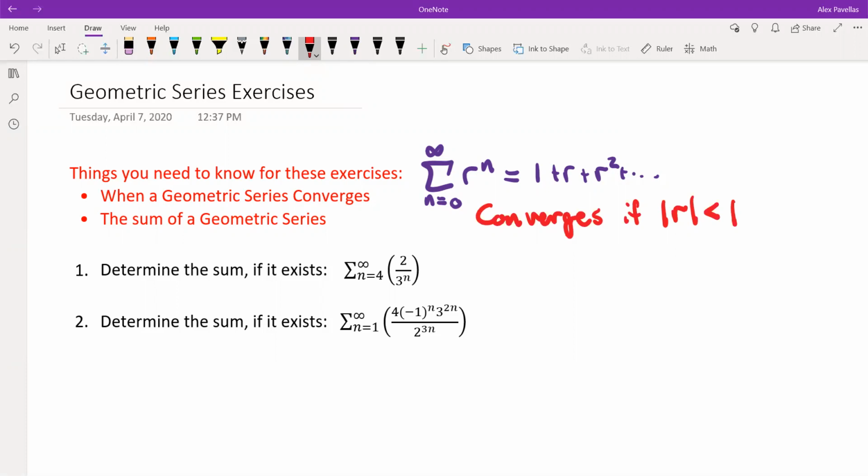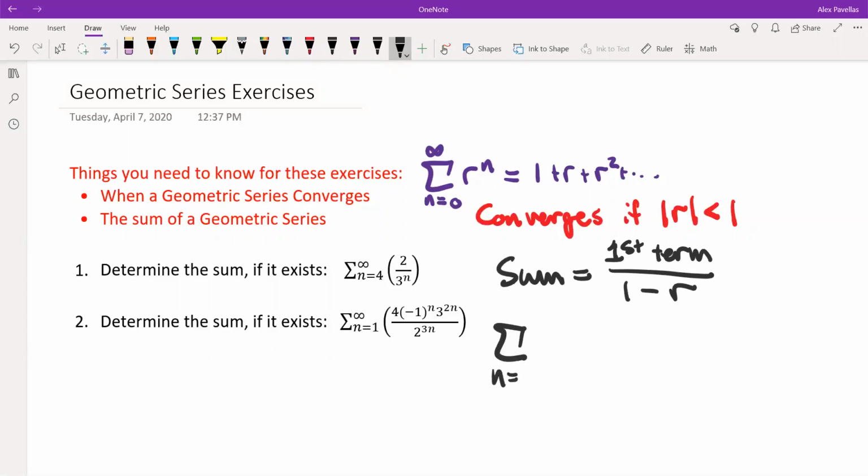And then the second one is, what is the sum of a geometric series? And the general formula is the first term divided by 1 minus r. Or the way this is usually written is, if it converges, the sum as n goes from 0 to infinity of r to the n is equal to 1 over 1 minus r, as long as we're plugging in an r value that makes the series converge.